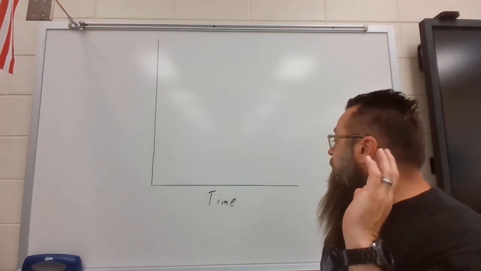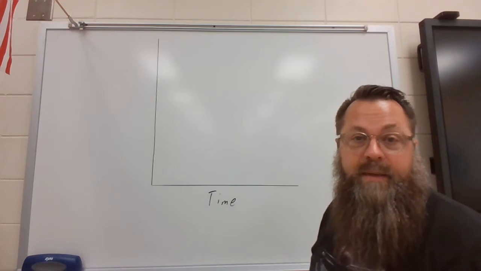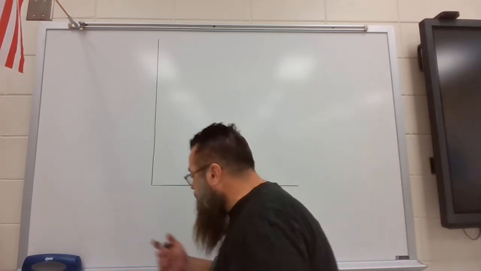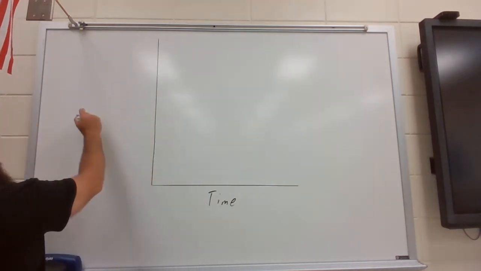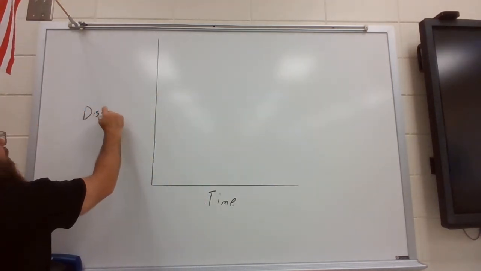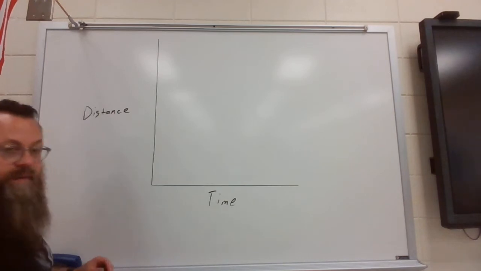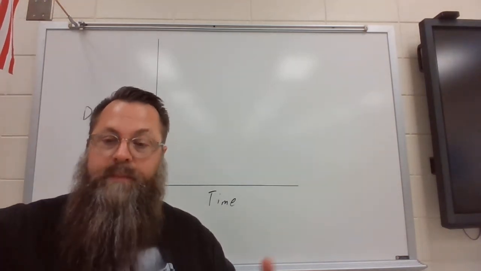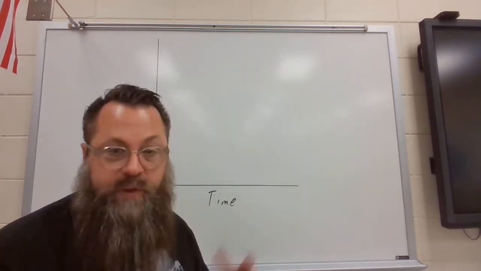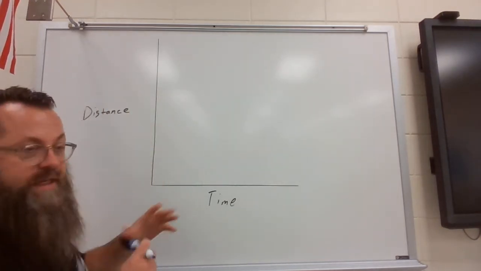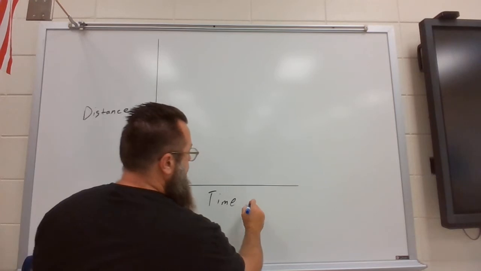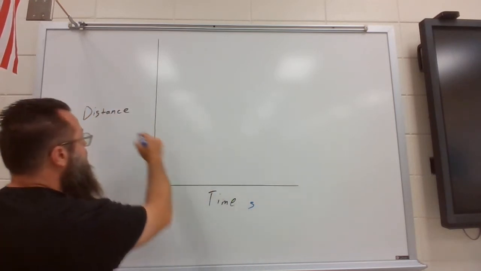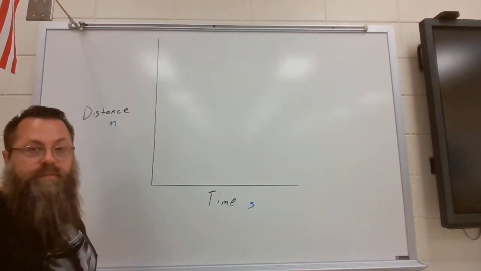So anyway, time we call an independent variable. It always continues to happen. However, distance will change depending on an object's motion. So here's how it's going to work. We're typically going to be measuring time in seconds, and let's say we're going to measure distance in meters.